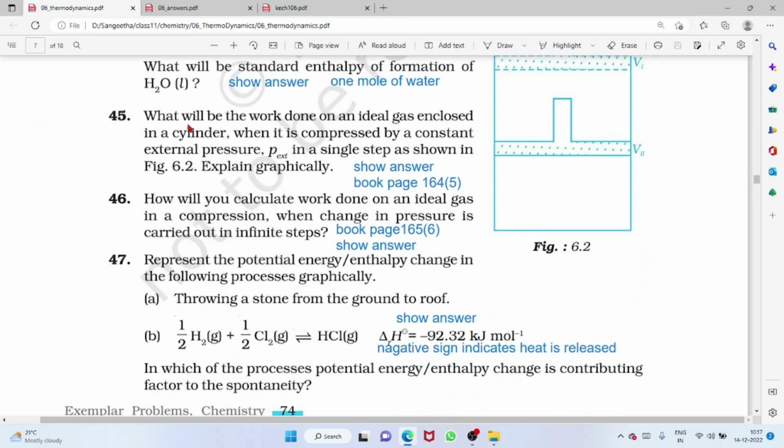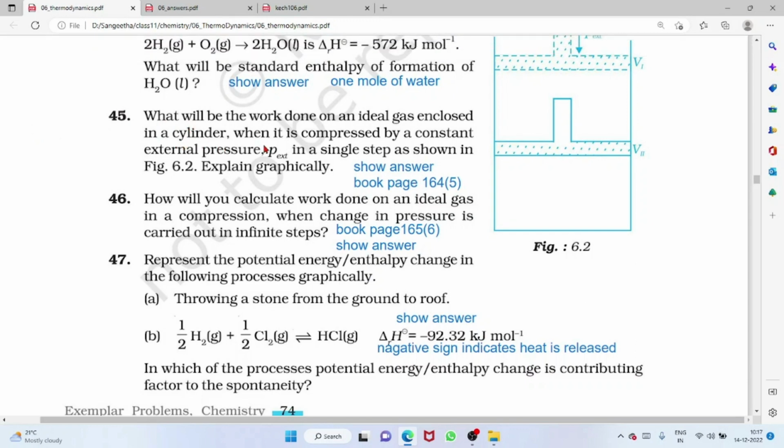What will be the work done on an ideal gas enclosed in a cylinder when it is compressed by a constant external pressure in a single step? That is important. In a single step. Explain. Yeah, 45.